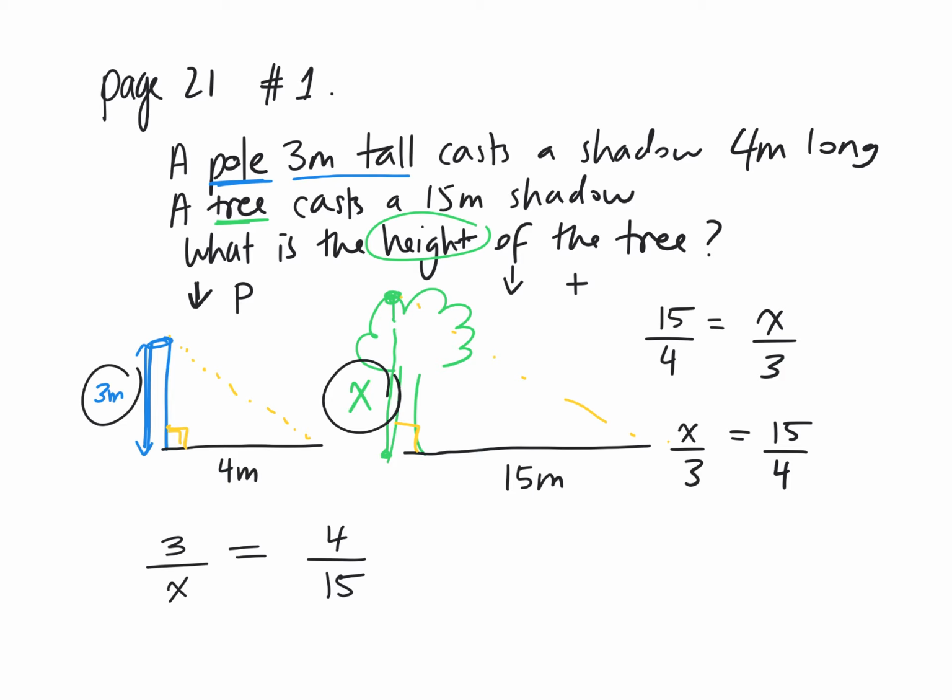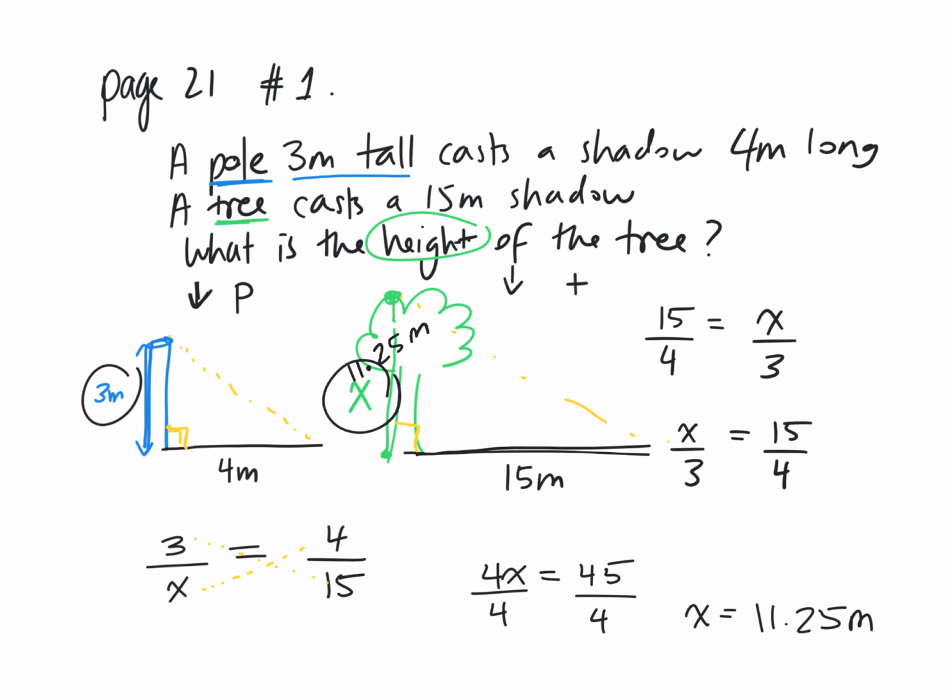Cross multiply. X times 4 is 4x. 3 times 15 is 45. What do I have to do to both sides? Divide by 4. So x is equal to what? 11.25 meters.